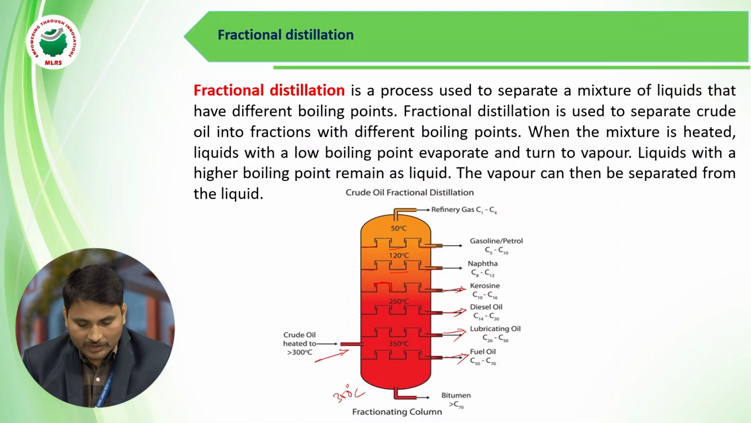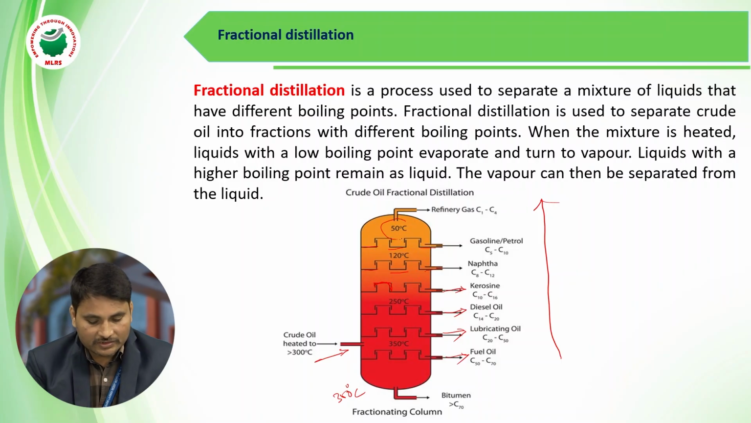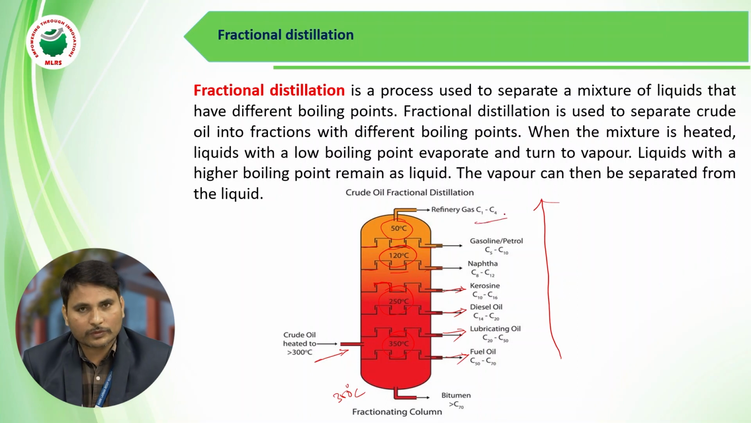The vapors condense based on their boiling points. From bottom to top, the temperature gradually decreases. Here we mention 50, here 120, here nearly 200, 250, and here 300 to 350. At the top of the cylinder, the carbon range is C1 to C4 and the temperature is nearly 30 to 50 degrees centigrade. The uncondensed gases are collected here.